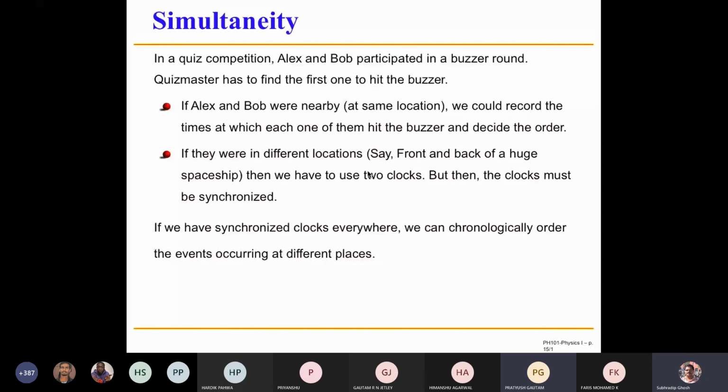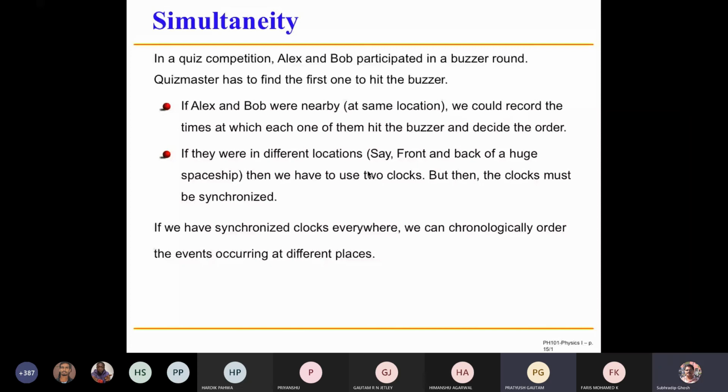Now, from conventional experience, we know that if Alex and Bob were nearby at the same location, we could record the times at which each one of them had hit the buzzer and decide who has hit the buzzer first. But suppose they were in very different locations. Suppose Alex is sitting in Guwahati and Bob is sitting in Kashmir. Okay. Then, can I use a single clock to decide the order? That would be wrong. Because how do you know that 7 a.m. at Guwahati is also 7 a.m. at Kashmir? How do you decide? Okay. We can only say that yes, 7 a.m. at Guwahati is 7 a.m. at Kashmir if our clocks are synchronized.